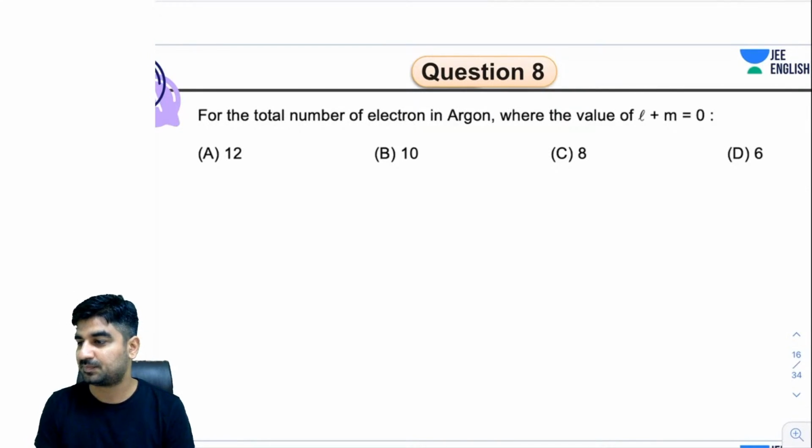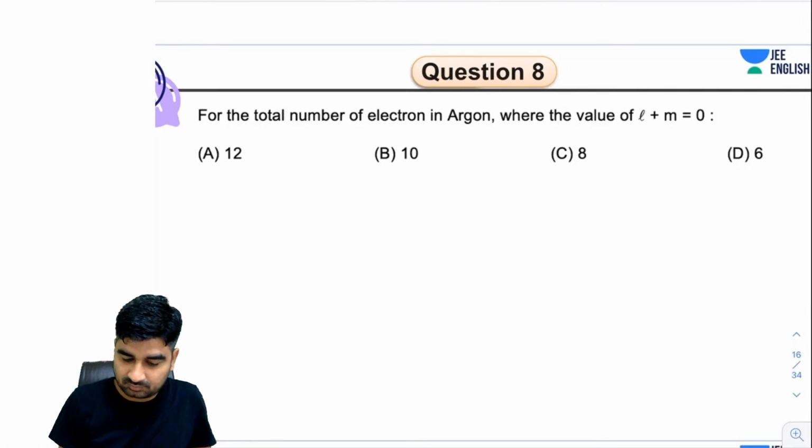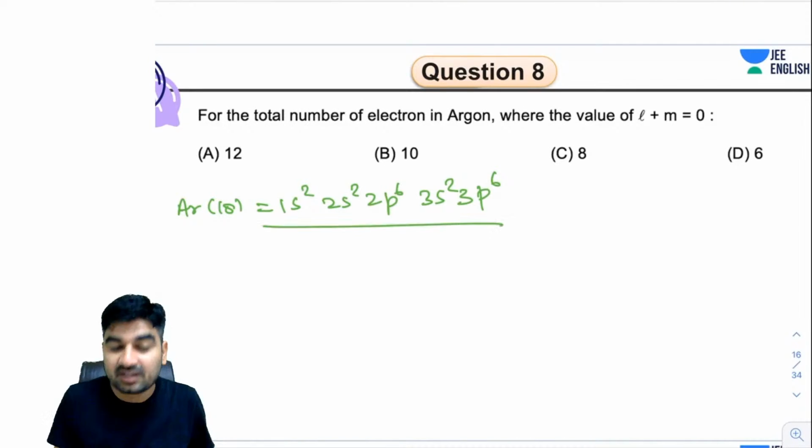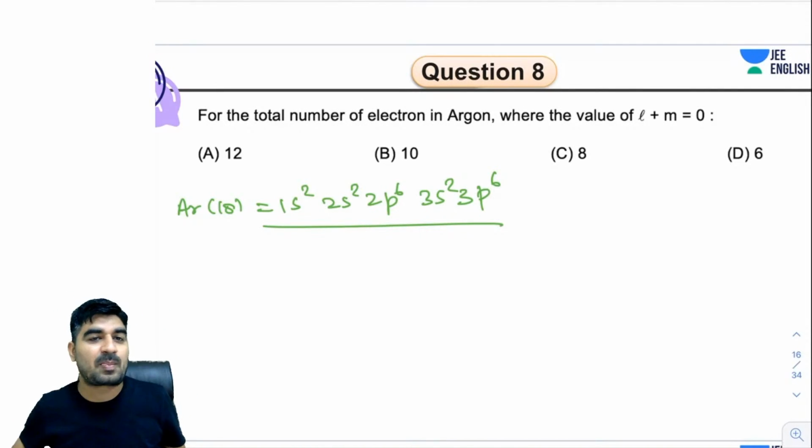Now tell me, solve it. Yes, I'm waiting for your reply. Any answers? Argon, configuration of argon. So this is the configuration of argon.